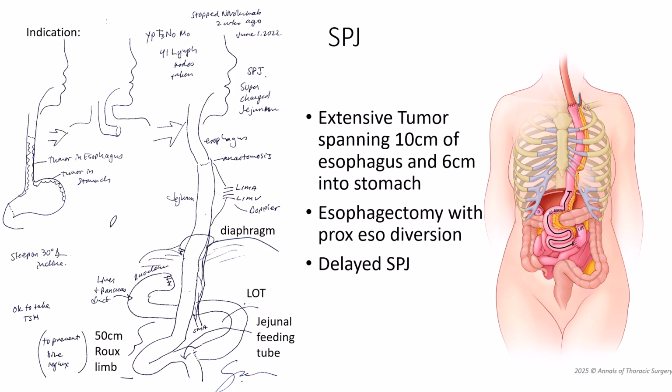The illustration to the very far left shows clearly the original illustration that I gave for the patient, showing the extent of tumor and the original staging, which was after neoadjuvant treatment, a YPT3N0M0, with 41 lymph nodes removed and taken during the procedure.